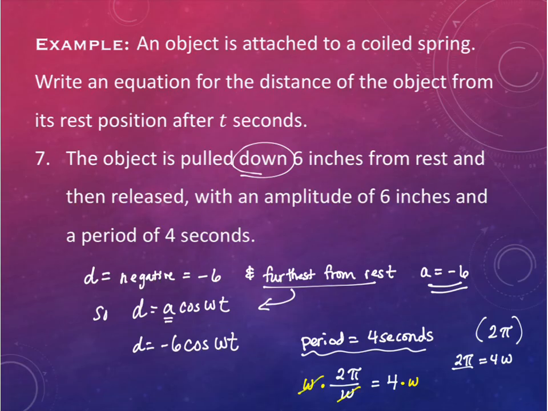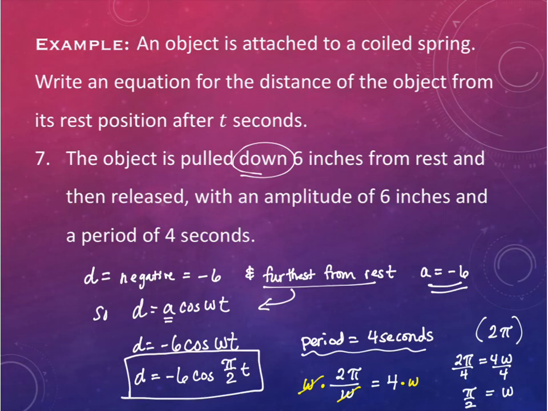And then I would divide by the 4. So my omega is what, if simplified? Pi over 2. So omega is pi over 2. The completed version for this formula would be negative 6 cosine pi over 2 t. So that's the equation for number 7.